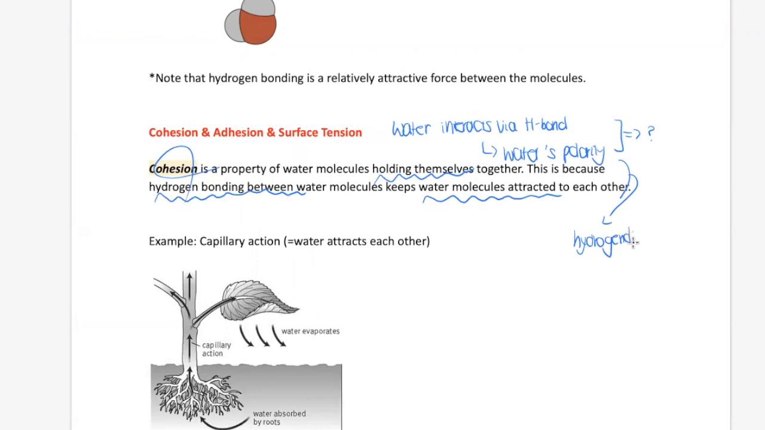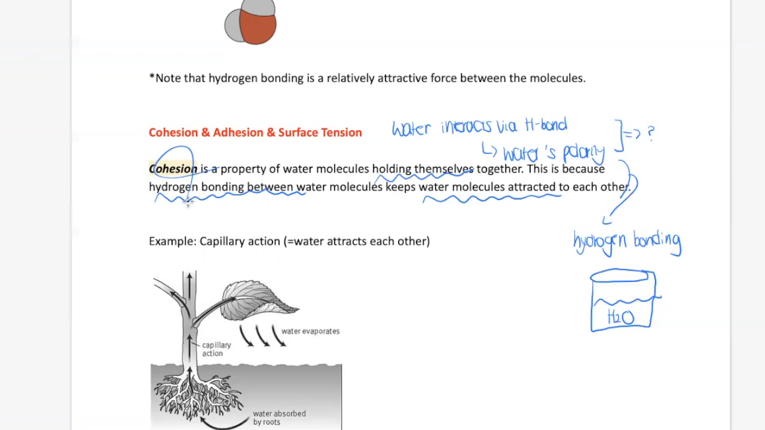So let's say you have a glass of water. Oopsies, that was a bad typo. So let's say you have a glass of water. So a bunch of water here. You see that these small water molecules are holding themselves together. They're not trying to separate, right? So this is because the hydrogen bonding between water molecules is keeping water molecules attracted to each other, right? Because water is a polar molecule.